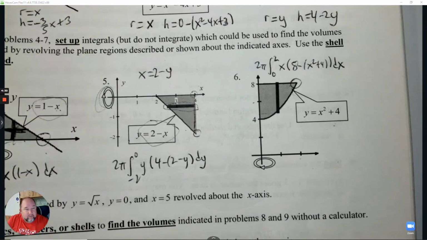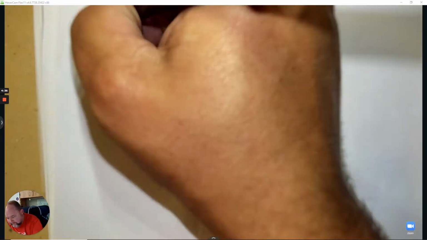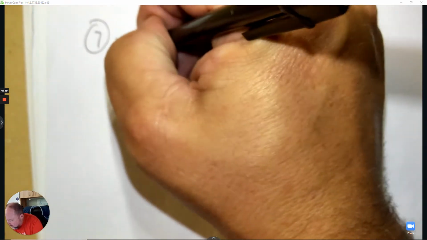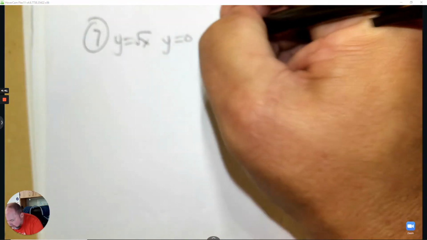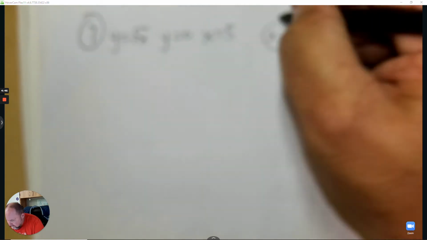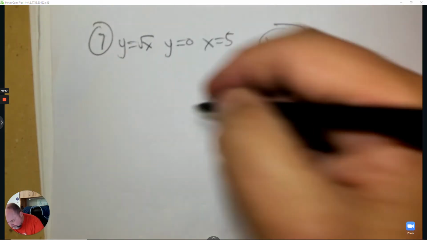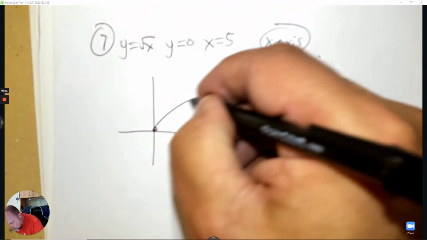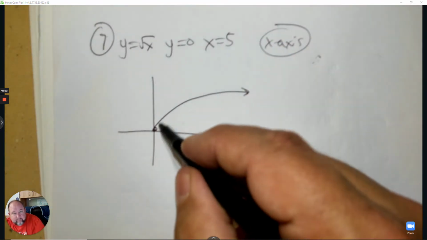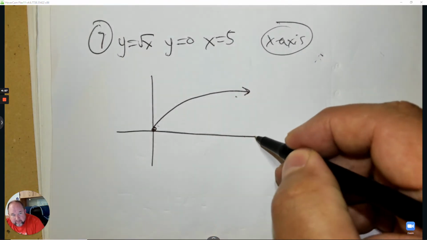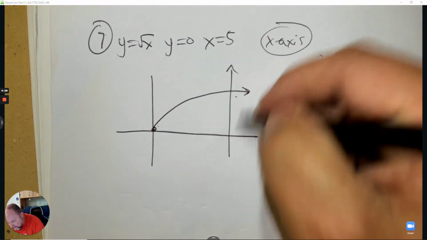Number 7. All right, I'm going to switch. So for number 7, you have y equals the square root of x. You have y equals 0. You have x equals 5. Revolved about the x-axis. This is the square root of x. Y equals 0 is the x-axis. And then x equals 5.